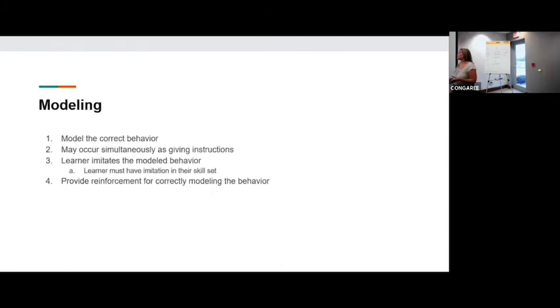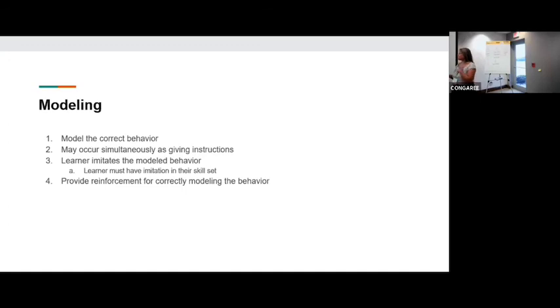Then we have the modeling. We want to model the correct behavior. It sounds very simple and obvious, but that's why it's so important to go through that task analysis and be as specific as possible. If we're learning how to wash our hands, different faucets have different ways to use them. So you might need to practice beforehand. I might want to practice only turning on the cold water, because if I model the hot and they model me too, they're not going to know to adjust it. So really go through and model the behavior you want to see. Again, it may occur simultaneously with giving the instructions.